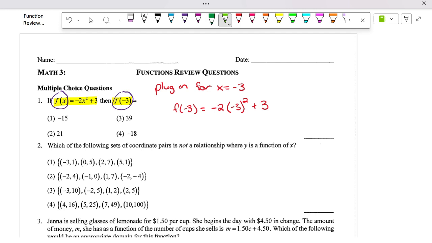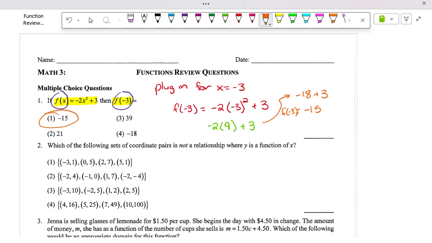All right, so this would now be negative 2 times positive 9 plus 3. What do I do next? What comes next in PEMDAS after exponents? Multiplication. So I do negative 2 times 9, which is negative 18. And then I just add the 3. So what's negative 18 plus 3? Negative 15. So that's what's equal to f of negative 3.